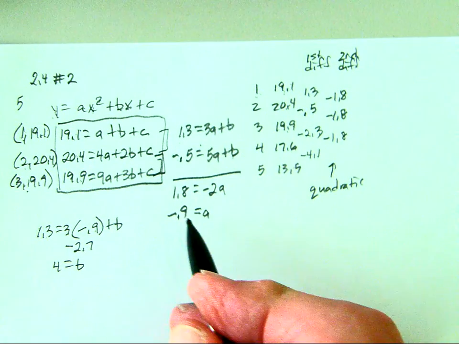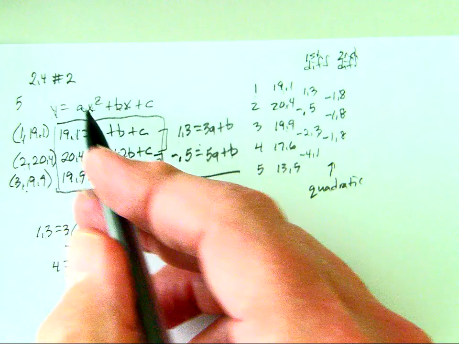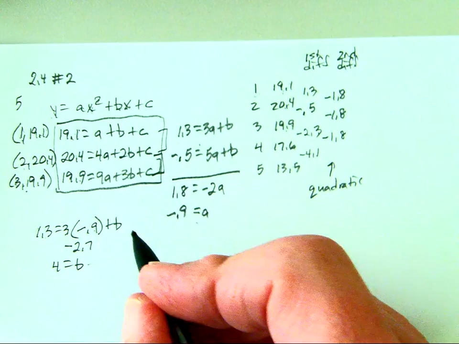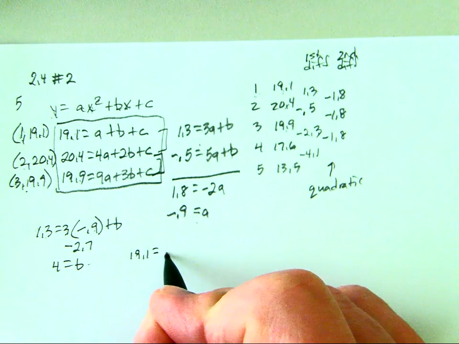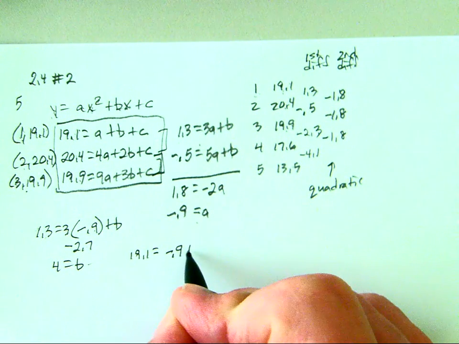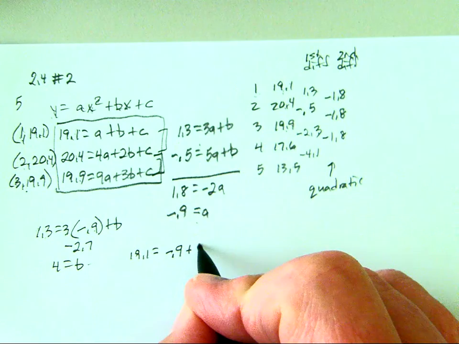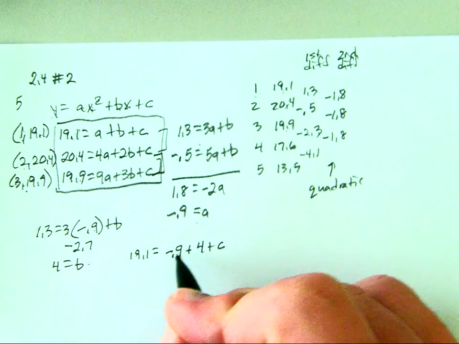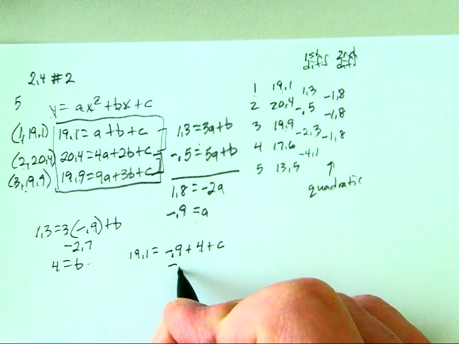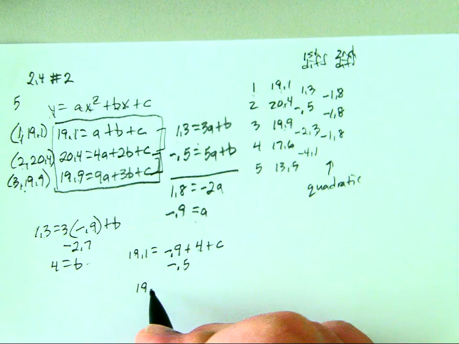Then for c, we take both of those and plug them into one of the originals. Let's say we plug them into this top one. We know 19.1 equals a, which is a negative 0.9, plus b, which is 4, plus c. Negative 0.9 plus 4 is a negative 0.5. So if I add 0.5 to the other side, I get 19.